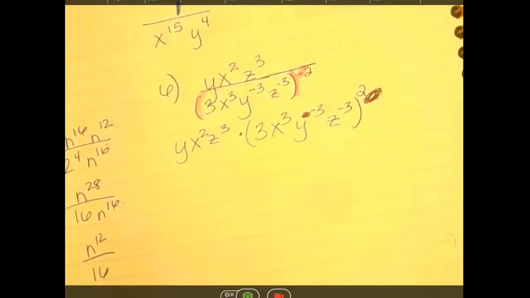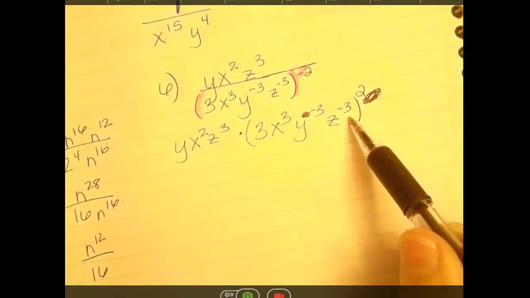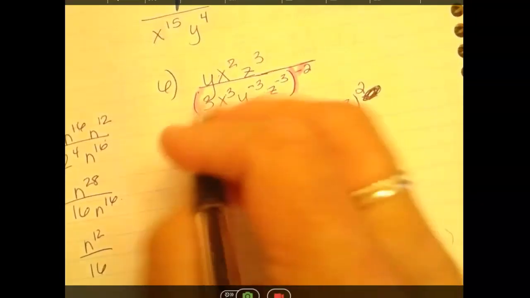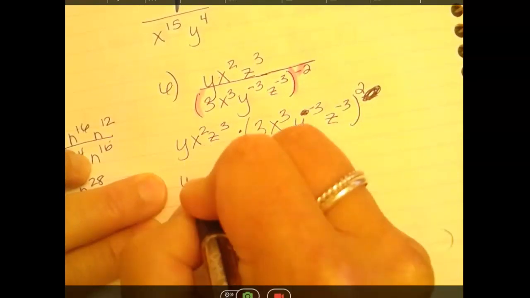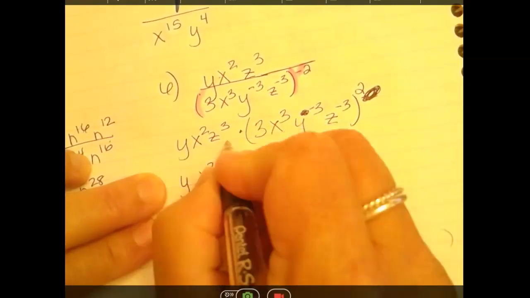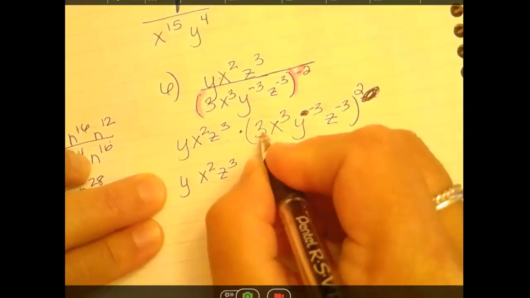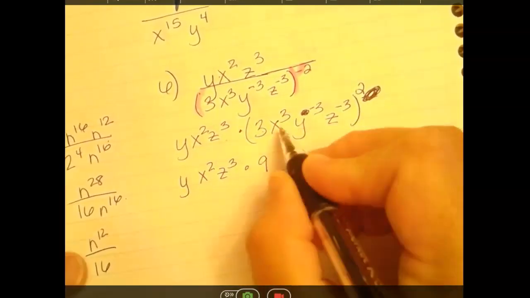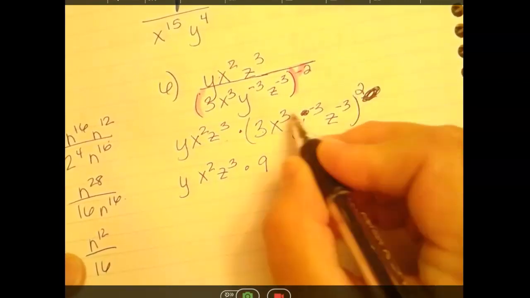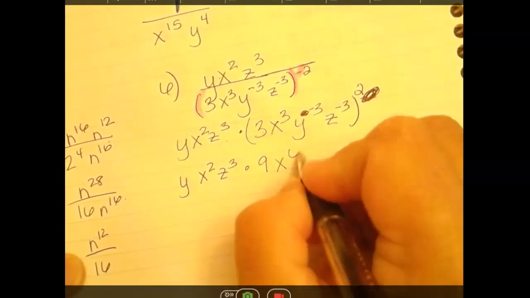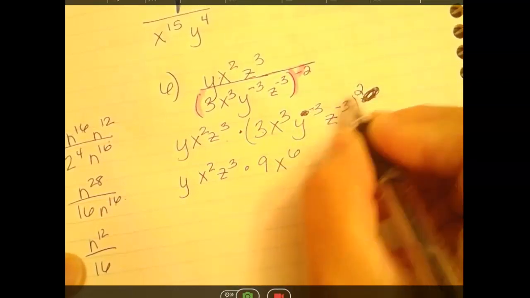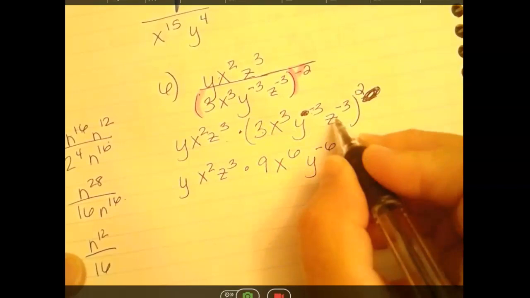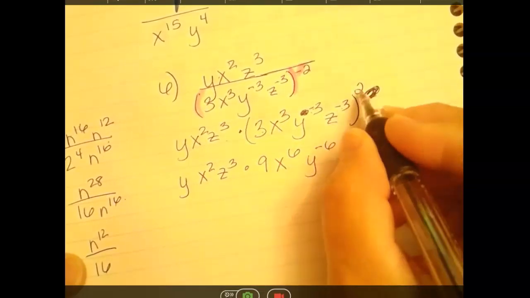Now I still got to make everything in this parentheses squared. So I need to take it to the power. So I'm going to do that now. Y, x squared, z to the third, none of that changes. 3 has to get squared. What is 3 squared? 9. Let's go ahead and do it. X to the third to the squared is 3 times 2, which is 6. Y to the negative 3 squared is negative 3 times 2, which is negative 6. Z to the negative 3 is negative 3 times 2, which is negative 6.